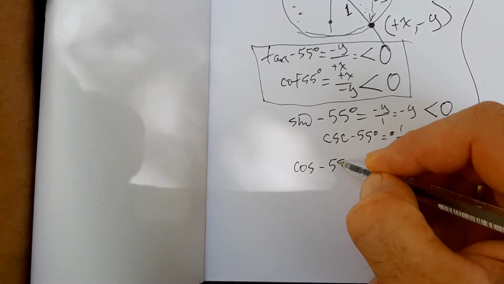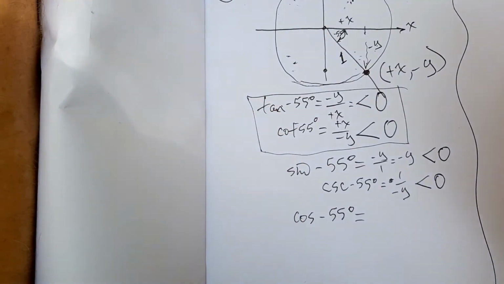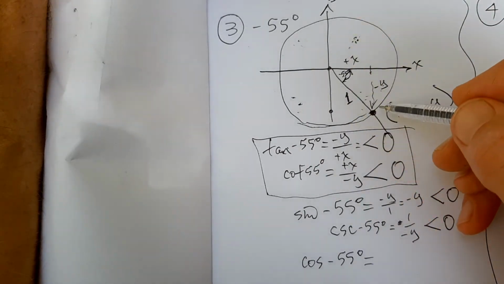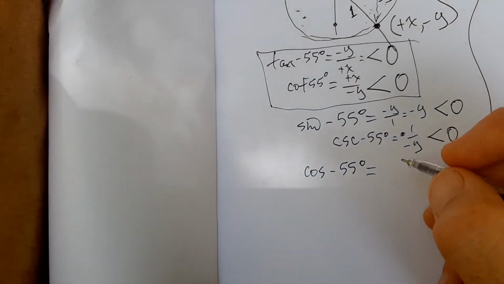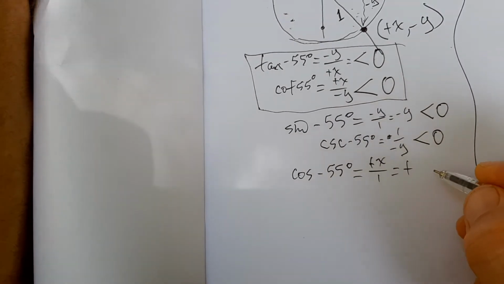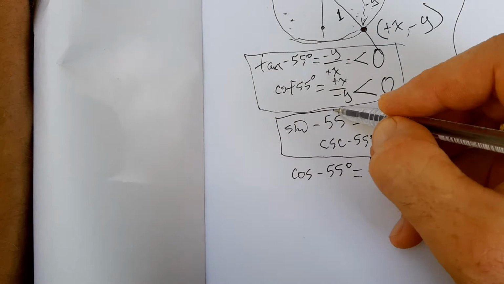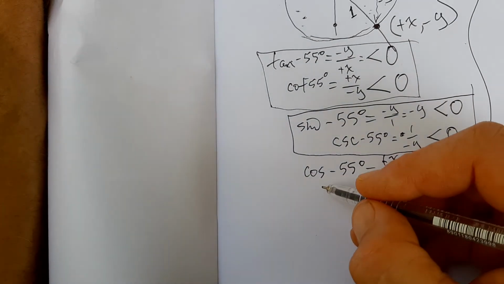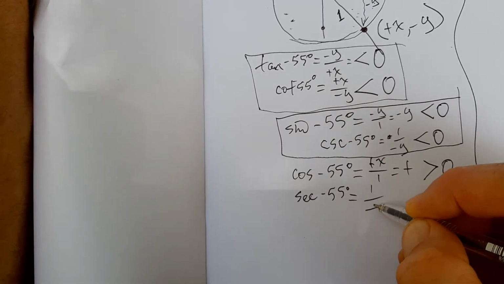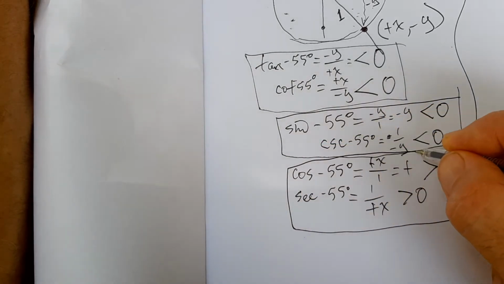But okay, let's do cosine of minus 55 degrees. That's the x value, and the x value here is positive because we're to the right of the y-axis, right? So all my x values are positive if I'm in the first or fourth quadrant, and therefore positive x over 1 is a positive value, and that is greater than 0. Secant of negative 55 degrees is 1 over positive x, which is greater than 0. So we can circle those two.